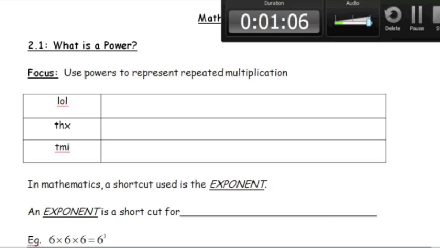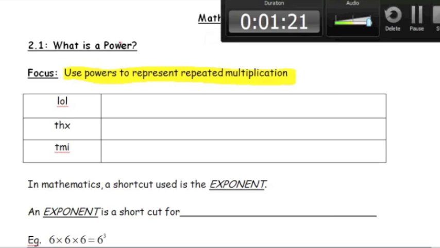In this chapter we're going to be looking at exponents and powers. This chapter, 2.1, is going to look at what is a power. Our focus for this chapter is that we are going to use powers to represent repeated multiplication.